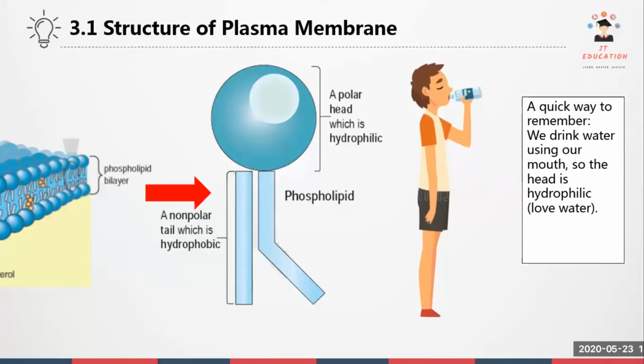Here I would like to share a quick way to remember. We say that the head is polar and hydrophilic, right? So let's imagine when we drink water, we are using our mouth, right? Our mouth is located at our head. So for phospholipid, the head is hydrophilic, which means love water. Looking at the plasma membrane, the phospholipid head is at the outer layer facing the extracellular fluid, and the other phospholipid head is at the inner surface facing the cytoplasm, and the tail is in the middle. This is how they arrange, and it's very important that you remember which part is polar, hydrophilic, non-polar, and hydrophobic.